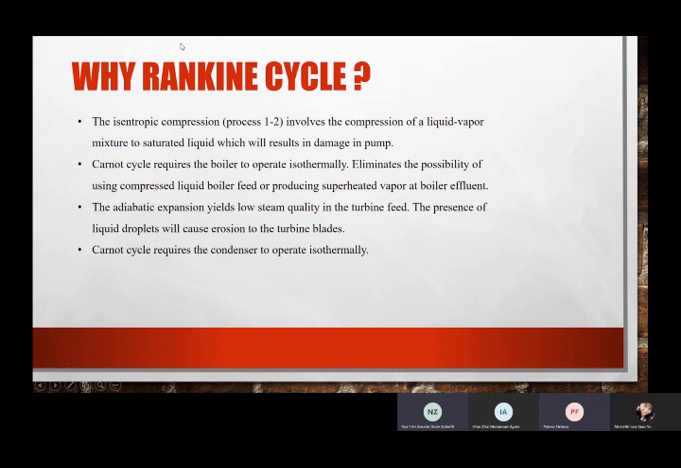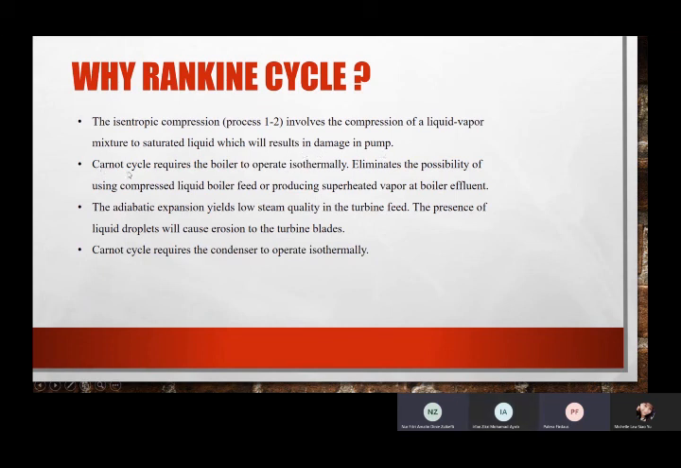Why Rankine cycle? There are a few reasons we choose to use the Rankine cycle instead of the Carnot cycle. Firstly, at state 1, the water is in a saturated liquid state, and state 2 will be delivered as compressed liquid. The isentropic compression, which is process 1 to 2, involves the compression of a liquid-vapor mixture to saturated liquid. It is not practical to control the condensation process precisely with the desired quality at state 1. When the quality is greater than zero, it can result in damage to the pump.